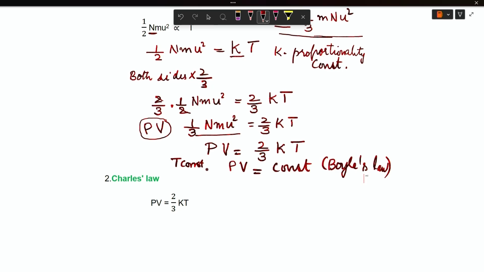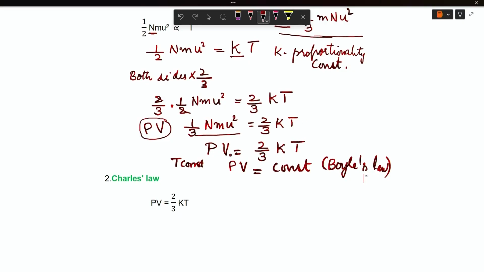At constant temperature, the variable temperature becomes constant, and therefore all the terms on the right hand side are constant: 2 by 3 is already a constant, k is a constant, and now T also becomes constant. So PV equals constant, which is Boyle's law, or you can also express it as P proportional to 1 by V, removing the constant. That is for Boyle's law.